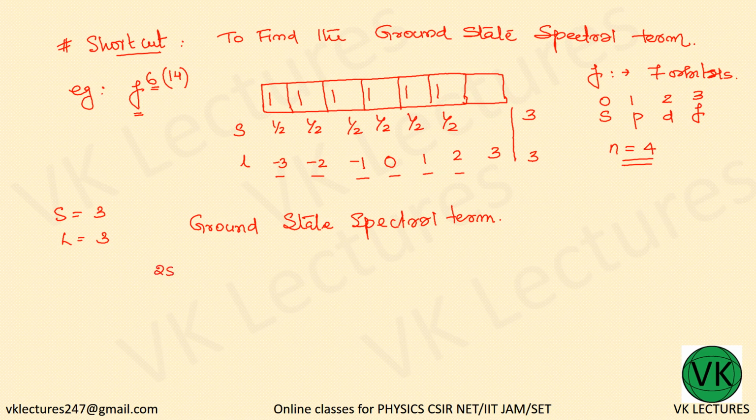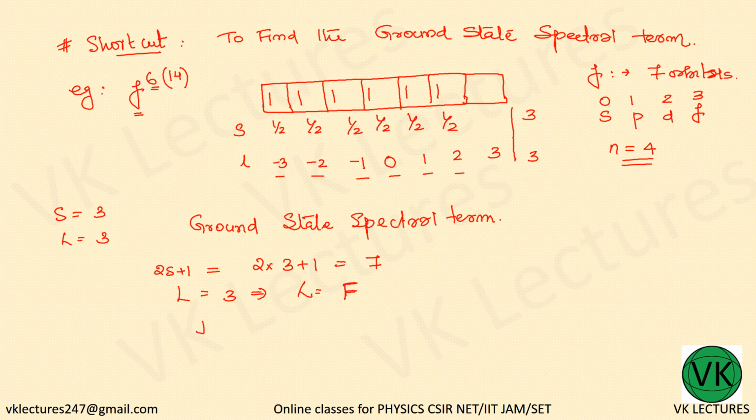2S plus 1. What is 2S plus 1? Spin is 3, so 2 times 3 plus 1 is equal to 7. Okay, now we got the multiplicity, that is 2S plus 1. Now the L value is equal to 3, which gives us the L as F, that is, the F state.